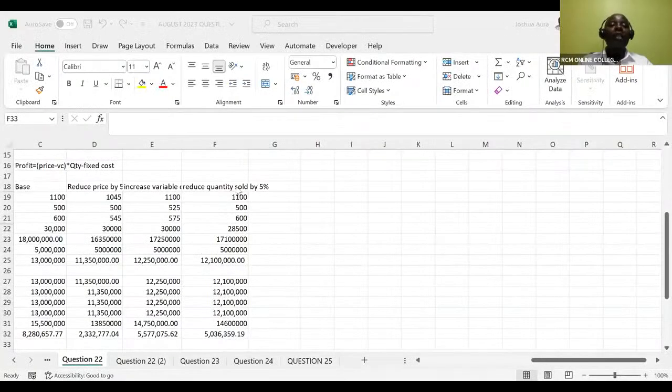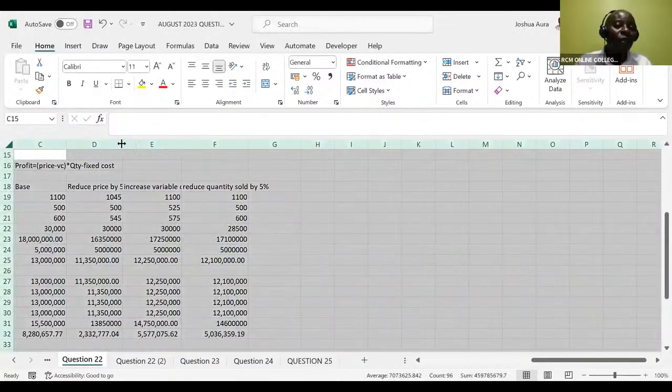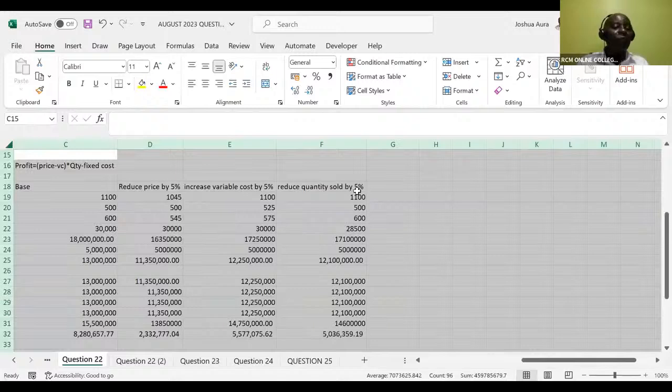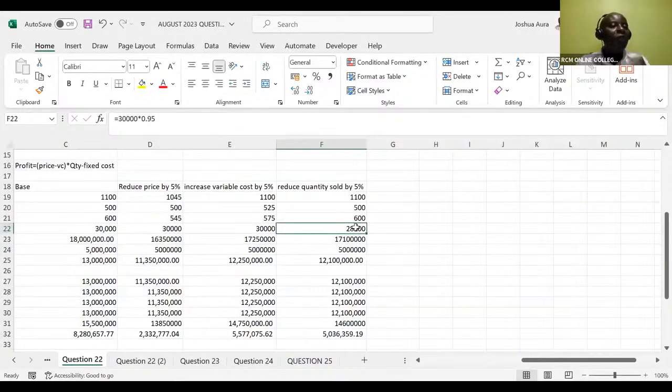What we have done is to look at another variable called quantity. So this quantity, of course, would be millions and millions of units. If you're told that quantity has been affected by 5% adversely, it means that we reduce the quantity by 5%. So this is what I want to do here. First of all, I copy the base information, then go to this quantity and reduce quantity alone by 5%. So take the old quantity, which was 30,000, times 95%. That's how I was able to get this.